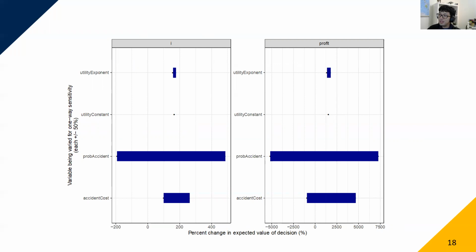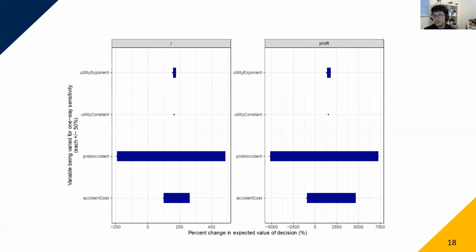So same type of thing here. We're just doing a simple one-way sensitivity to look at the change in the range of values that you would get in each of your outcomes. And this is a quick and dirty way of being able to identify which parameters make the biggest difference if you're varying them by some set amount.